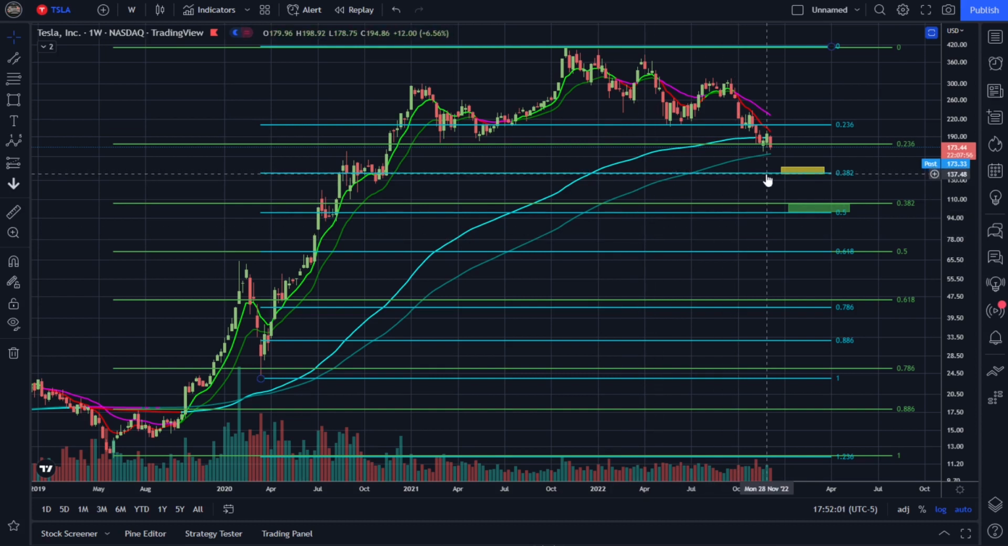So we have an initial target to the downside for a retest around 137. And then we have a macro potential final target to the downside at the 382 or 0.5 retracement, somewhere around 100 to 110. Somewhere around there. So that's what we're going to look at.